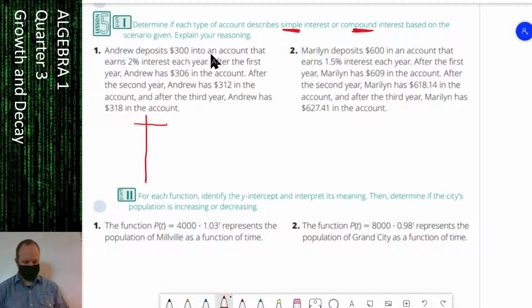Andrew deposits $300 into his account. So on day 0 in his account, we plug in 0 and we get $300, the amount in the account. After 1 year has gone by, how much is in his account? And it goes down to the 3rd year, I think. $312. And how much does he have in his account on the 3rd year?